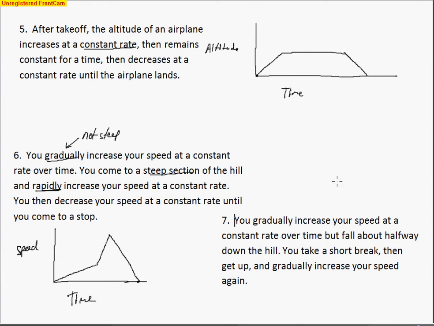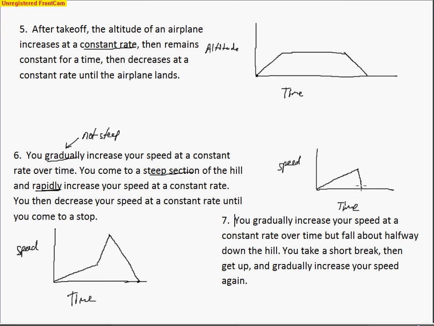So over here it says you gradually increase speed. Okay, so let's go ahead and set up another one. We'll put speed along the y-axis, time along the x-axis. You gradually increase your speed. And so again, it's not very steep. And at a constant rate over time, but fall about halfway down the hill. Okay, so we fall. Now, as we fall, we're not going straight down. You don't instantly stop, but it's going to be a very steep line. So it's not going to take you long to stop.